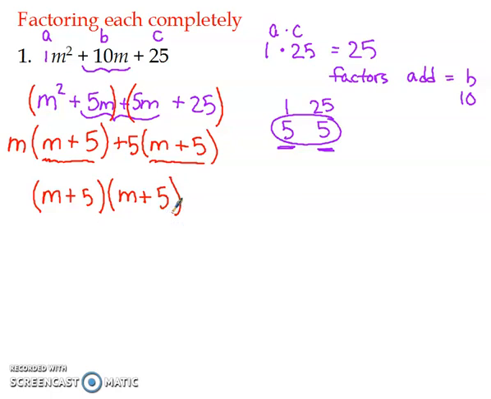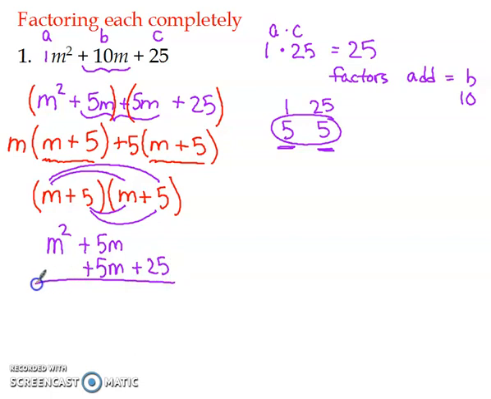The only thing left to do is to check, to make sure. So always check by foiling back together. Let's go ahead and foil. The first terms become m squared. Outer is 5m. Inner, another 5m. And the last, 25. Just adding up our central terms, we get back to our original expression. So it checks out, and this is our answer.